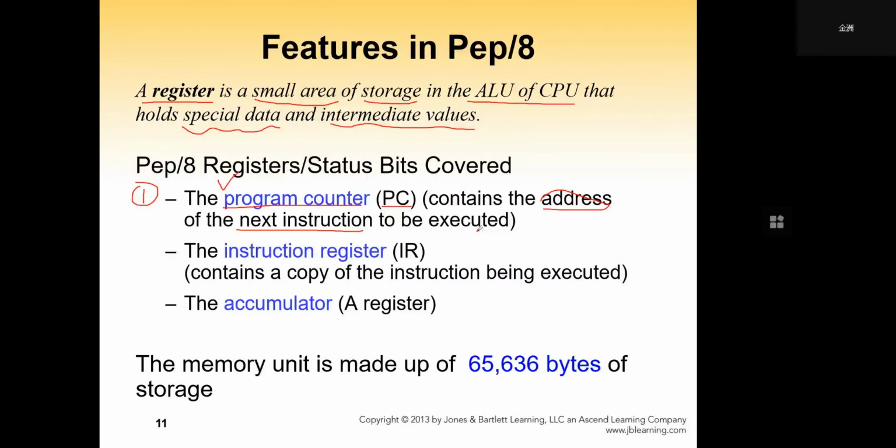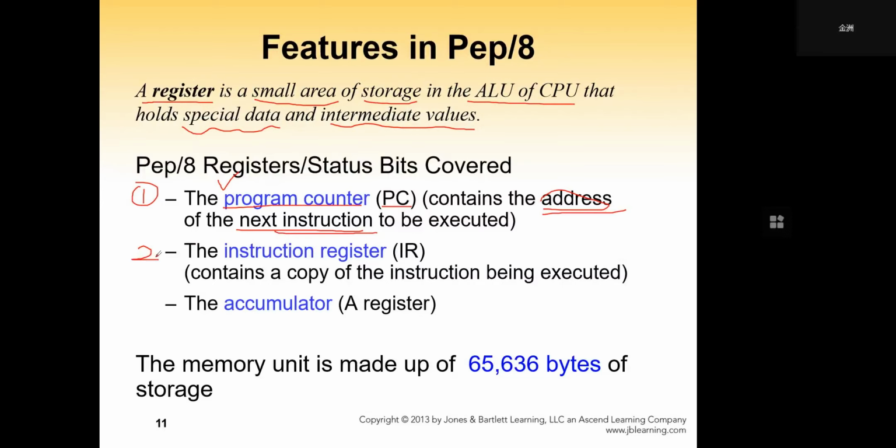It fetches an instruction, decodes it, obtains some data from the memory, and then executes it. Then it checks the program counter so that it can obtain the address of the next instruction, and the cycle of fetch, decode, find the data and execute repeats. So obviously it's a very important register.